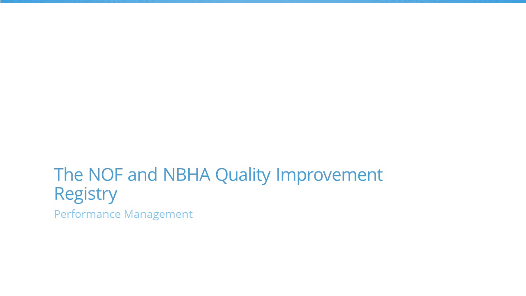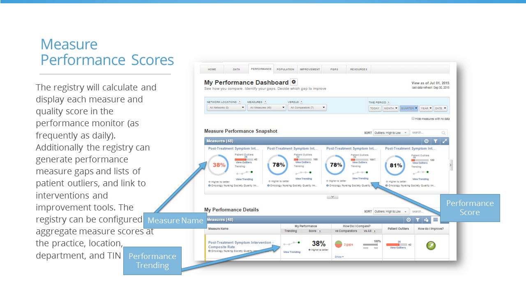We will now walk through the performance management features within the NOF and NBHA Quality Improvement Registry. To manage your registry performance, click the Performance tab of the Registry dashboard. The registry will calculate and display each measure and quality score in the Performance Monitor. Additionally, the registry can generate performance measure gaps and lists of patient outliers, as well as link to interventions and improvement tools. The registry is configured to aggregate measure scores at the measure level on a daily basis.